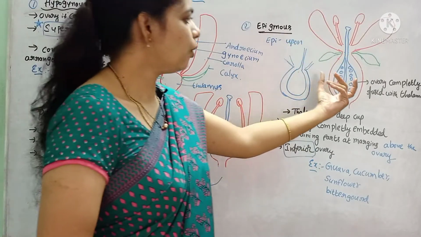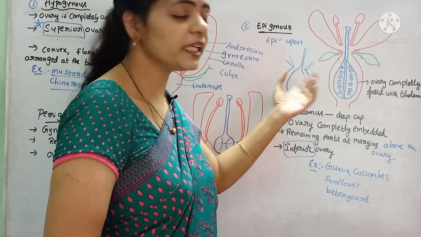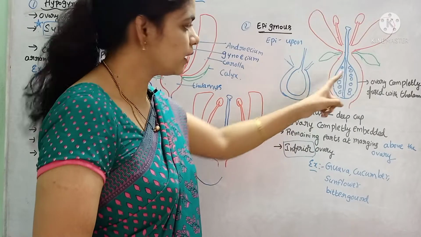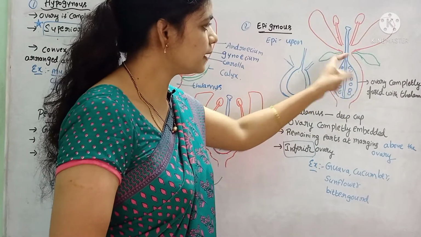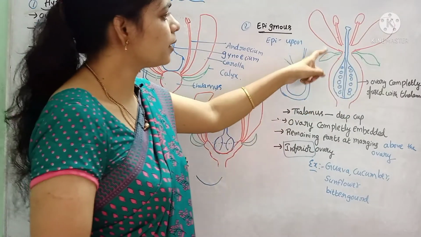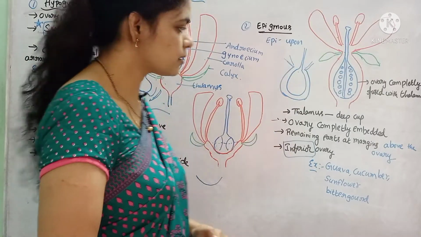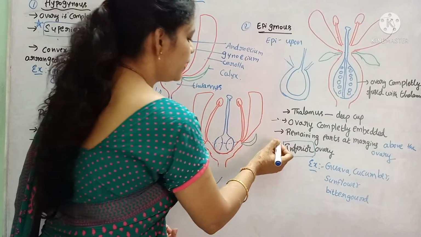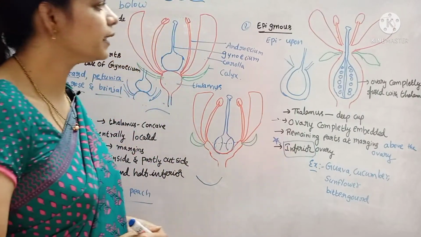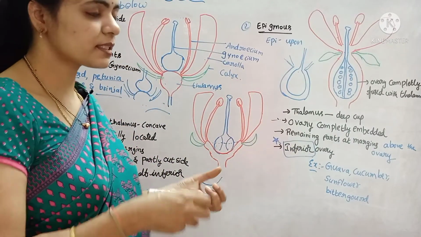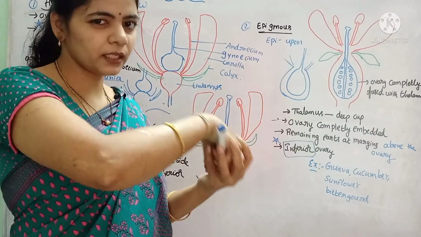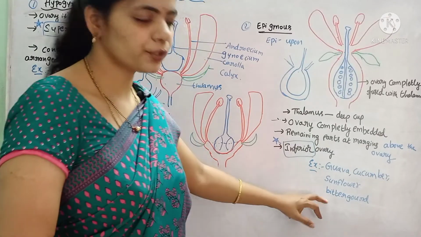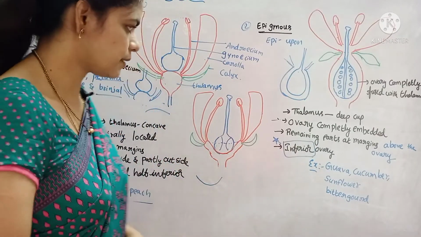Right, here the ovary is deep cup-shaped and it encloses the total ovary. The total ovary is present inside the thalamus, right? And the floral parts are present at the margins. Here, what type of ovary is it? Inferior ovary. What type of ovary in epigynous? Inferior. That means the ovary is present completely inside the thalamus. Examples: guava, cucumber, sunflower and bitter gourd.